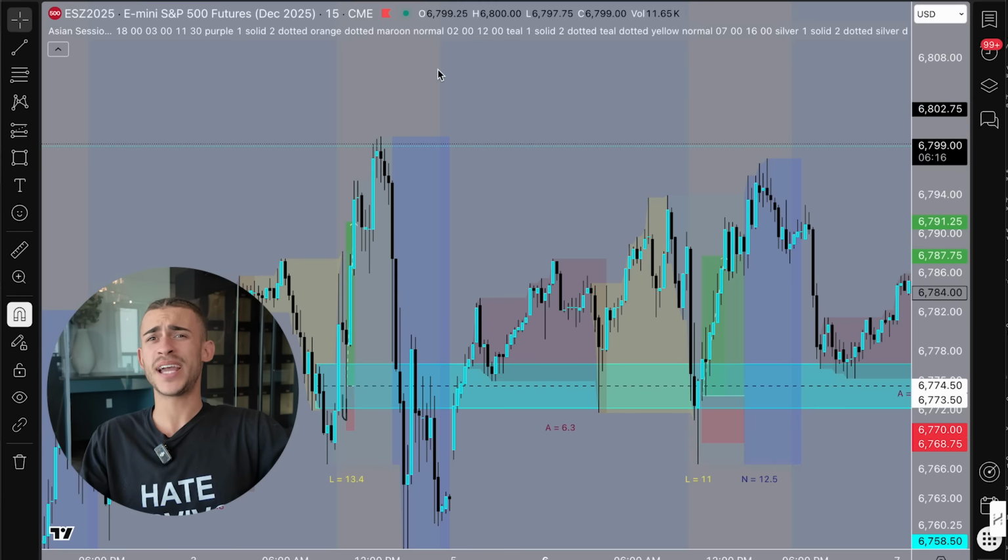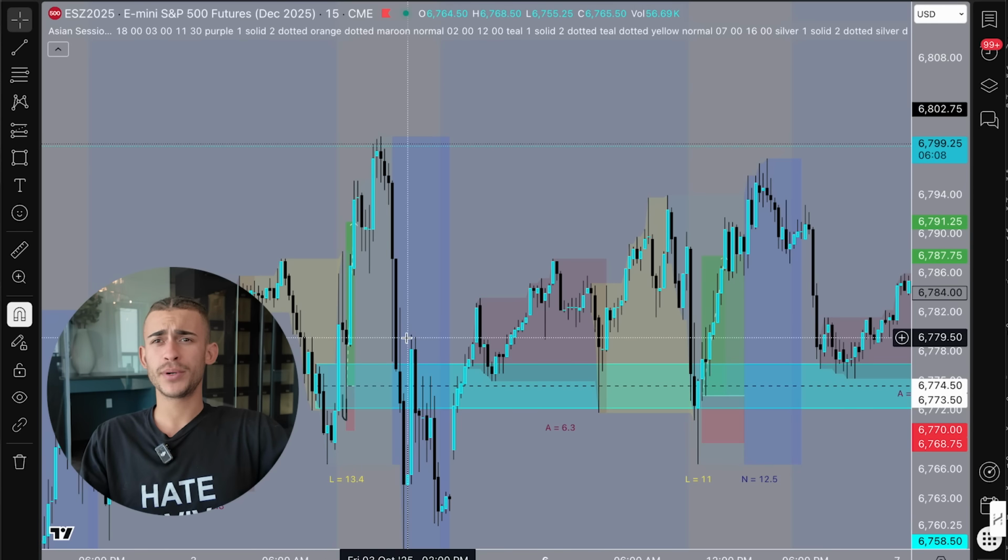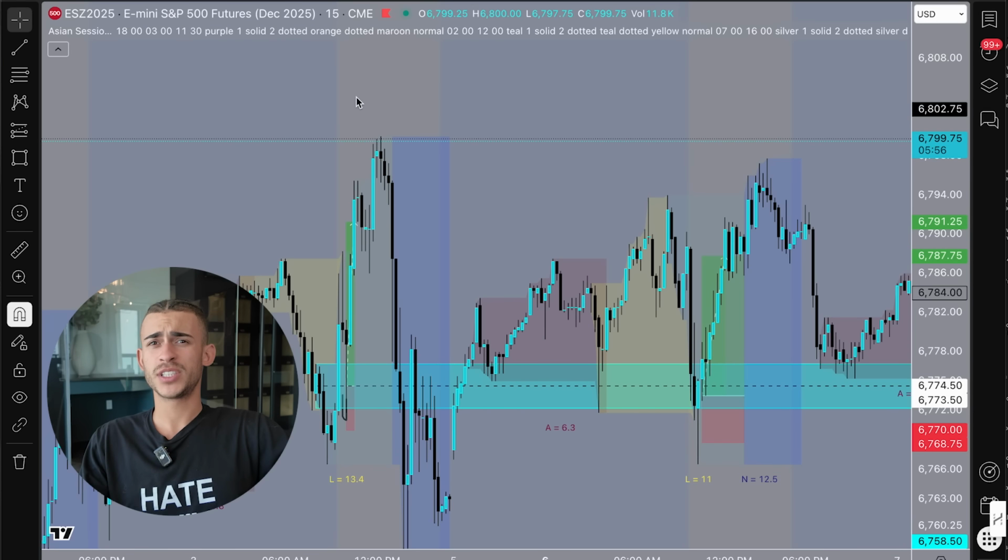Liquidity sweeps at untested highs and lows. Most traders have never even heard of liquidity sweeps, but once you understand them, you'll see them happening multiple times per day, and each one is a high probability trade. Let me start with the 8 a.m. zone setup because it's simpler and that's what you need to understand first.